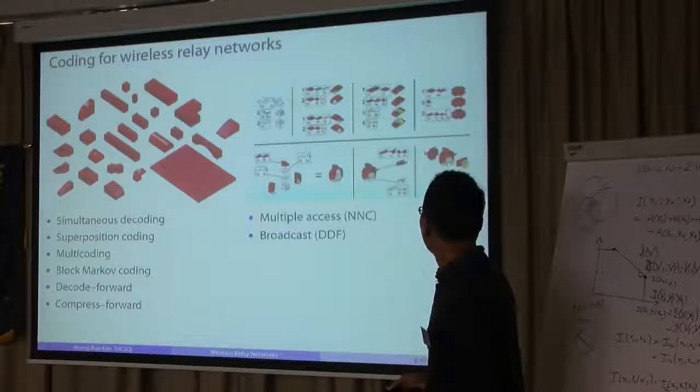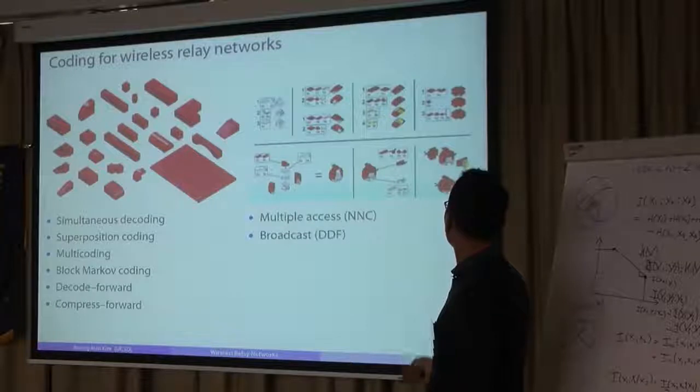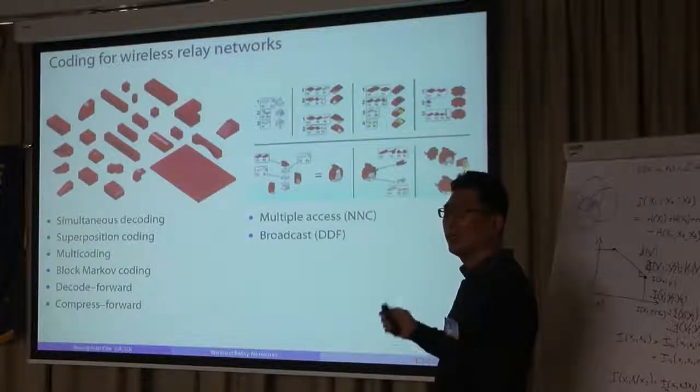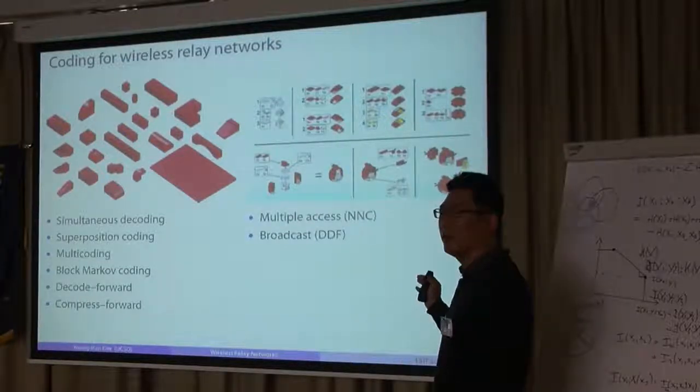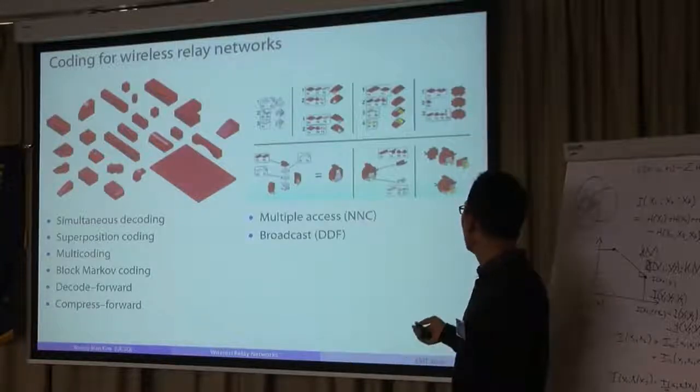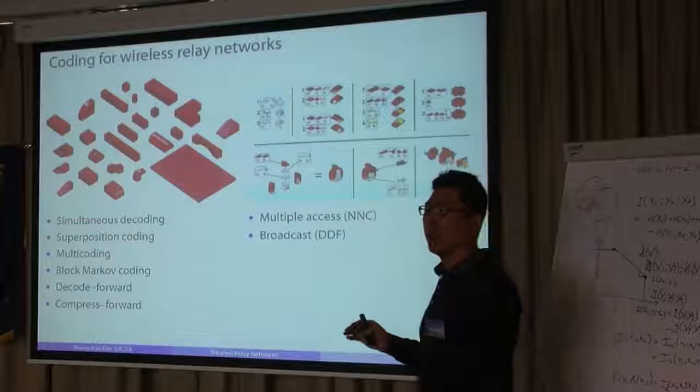So we've been talking about a bunch of building blocks for wireless relay networks, and we also talked about some building instructions. For multiple access relaying, we have noisy network coding, and for broadcast relaying, we have distributed decode-forward. So where are we really going?